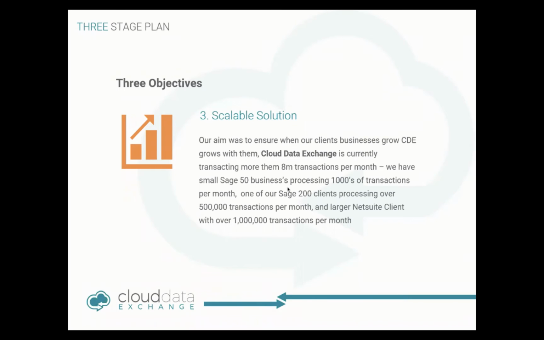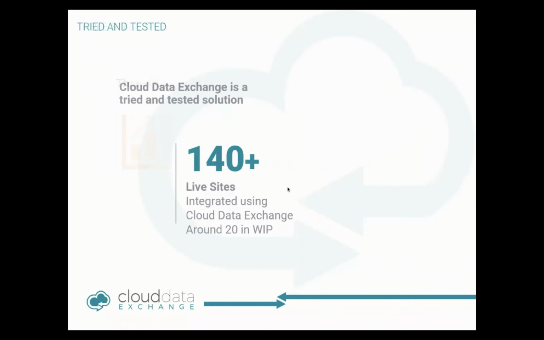We have small Sage 50 businesses processing thousands and sometimes tens of thousands of transactions per month, as well as some 200 clients processing in excess of 500,000 transactions per month. And we had one NetSuite client back in November who actually had 1 million transactions in a month. We don't see any issues with levels of transactions or sizes of data files. The Google platform is huge, and Data Exchange operates on that platform.